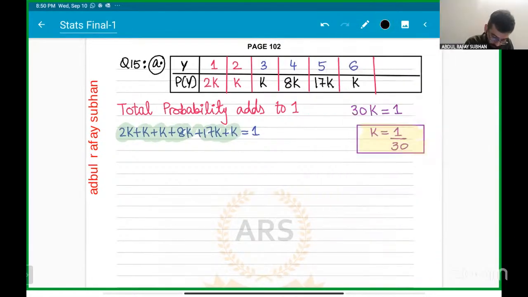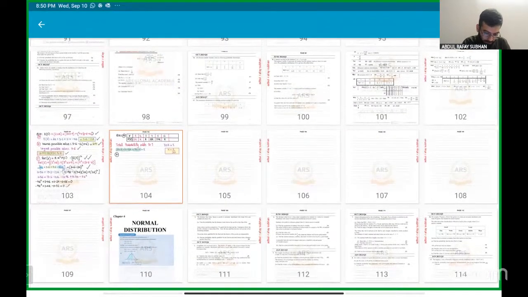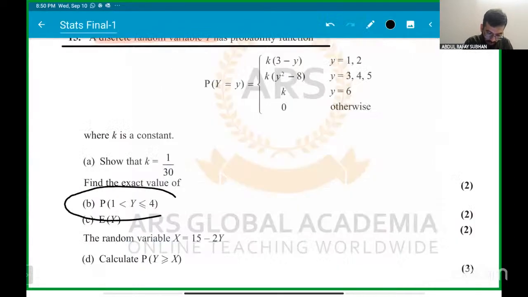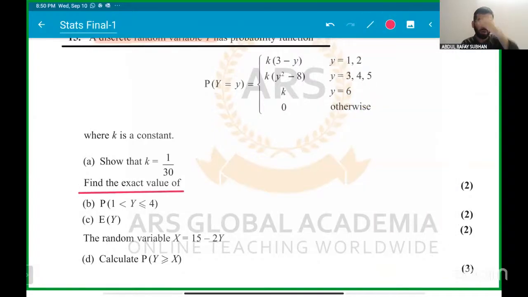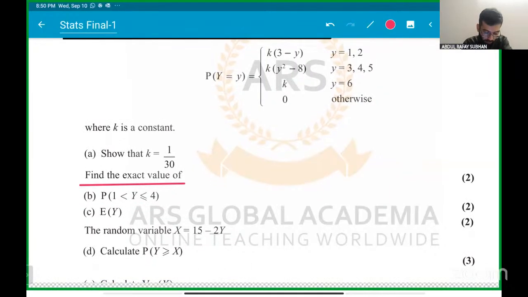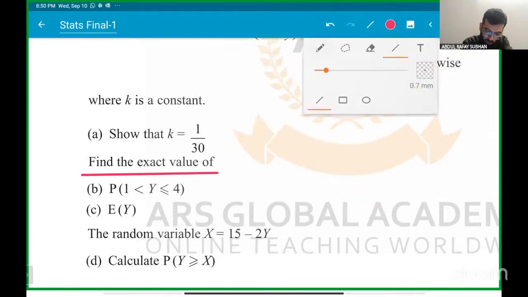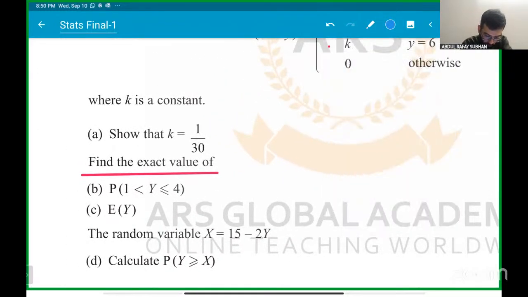So part B, follow carefully, everyone. We need to find out, let's copy the question as well. This time it's important. We have to find the exact value. Please focus on the words of the examiner. We have to get the exact value of the probability of 1 till 4, and focus on it that 1 is not included, but 4 is included.